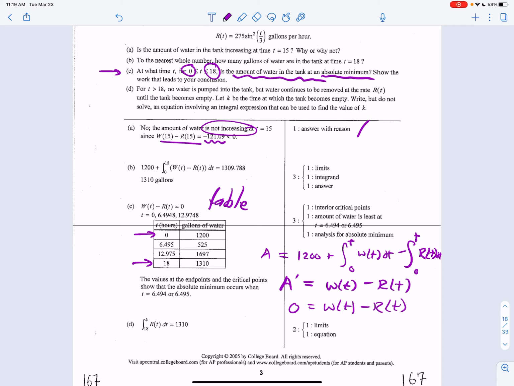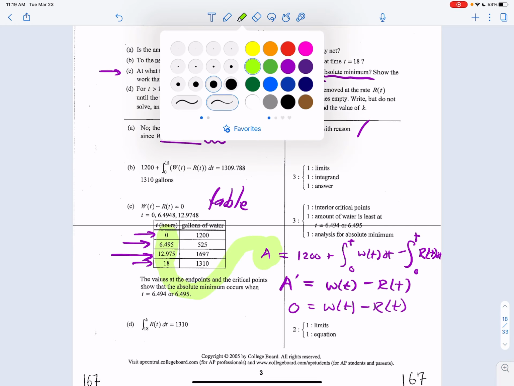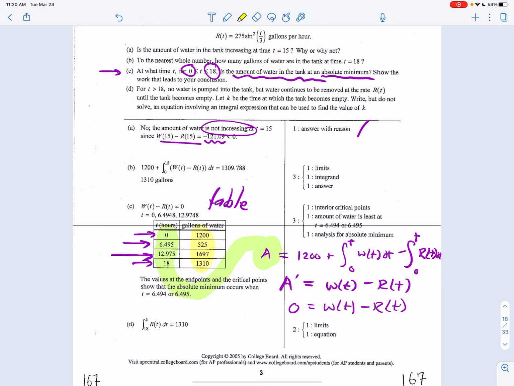You guys can quickly graph this. Find your zeros. You'll find out that it's 6.495 and 12.975. Okay? We're going to take these four values and we're going to plug it into this equation here. And pretty much that's how they get these values. So if you look at the problem whole, it takes a lot of time, but you're earning a considerable amount of points. Okay? That's probably the most time-consuming part.